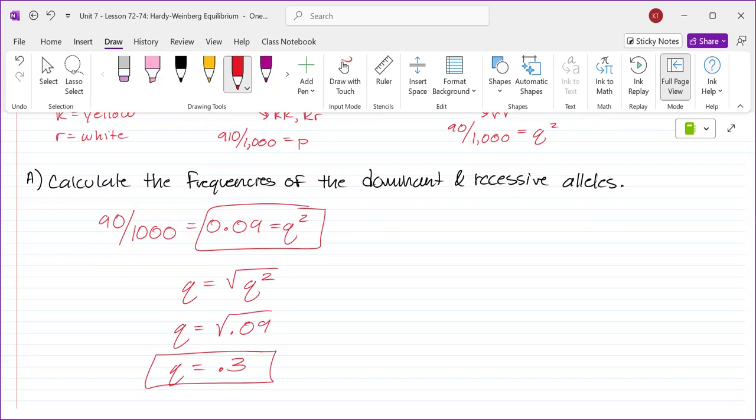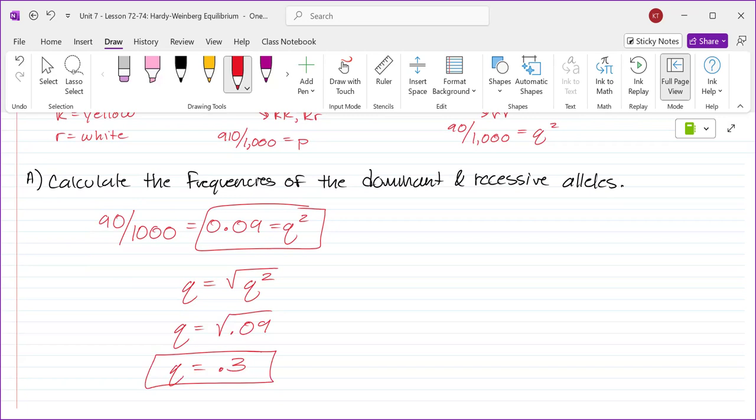The number one misconception that students have in this whole concept of Hardy-Weinberg is confusing q for q squared. So I bet some of you probably wrote q equals 0.09. That's not it. In order for a kernel to be white, in order for a kid to be blonde, they have to have two copies of the recessive allele, not just one. They have to have two. That's why the 90 divided by 1,000 is q squared and not q. So the square root of 0.09 is 0.3.